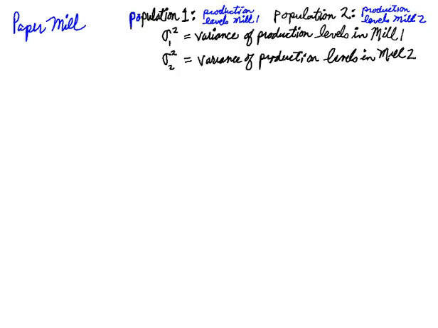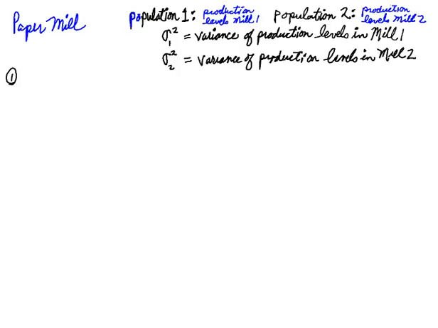Also, I'm going to let sigma sub 1 squared be the square of the standard deviation from the first sample, or it's the variance of the production levels in mill 1. Sigma sub 2 squared is the square of the standard deviation of the data in the second sample from mill 2, and the square is the variance. And what we want to do is to test to see if we can determine there's a difference in this variance.